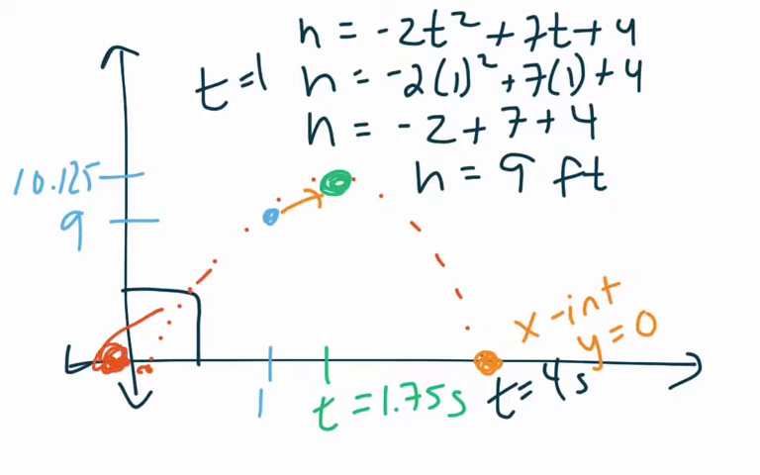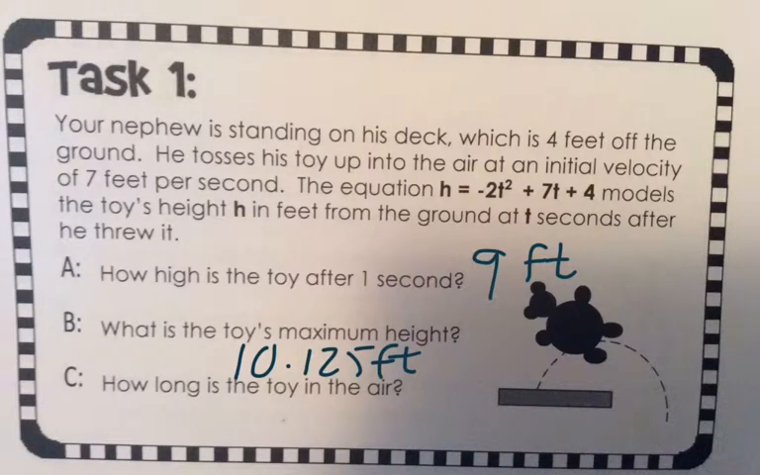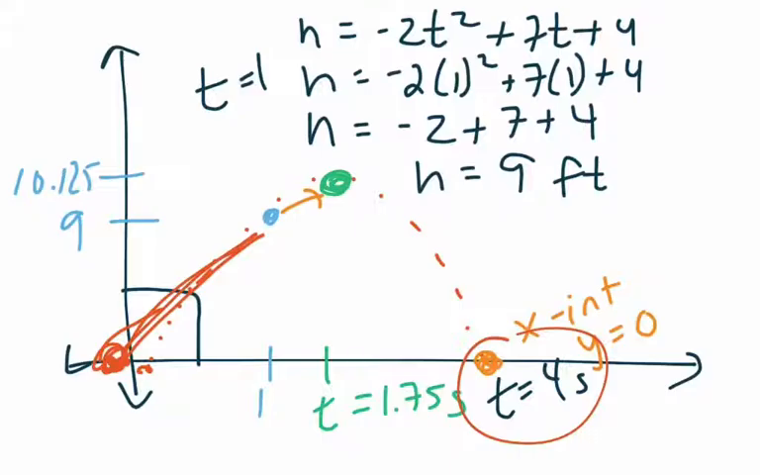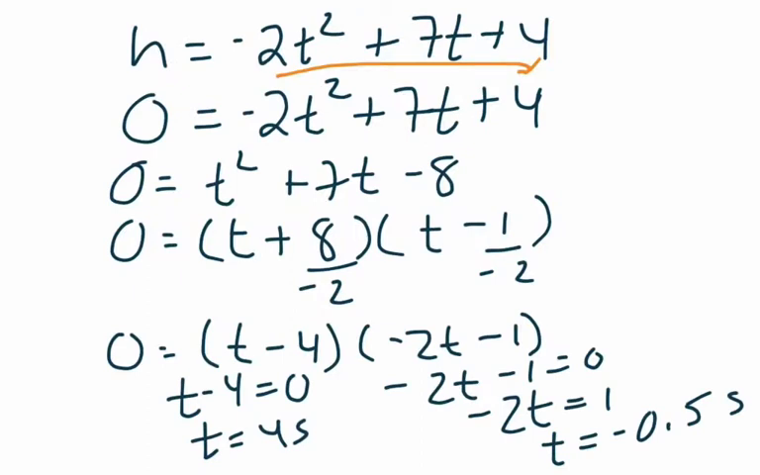It's a solution to the equation because the parabola does have another x-intercept, but it doesn't mean anything in this problem. The answer we want is the +4. And so how long is the toy in the air? 4 seconds.